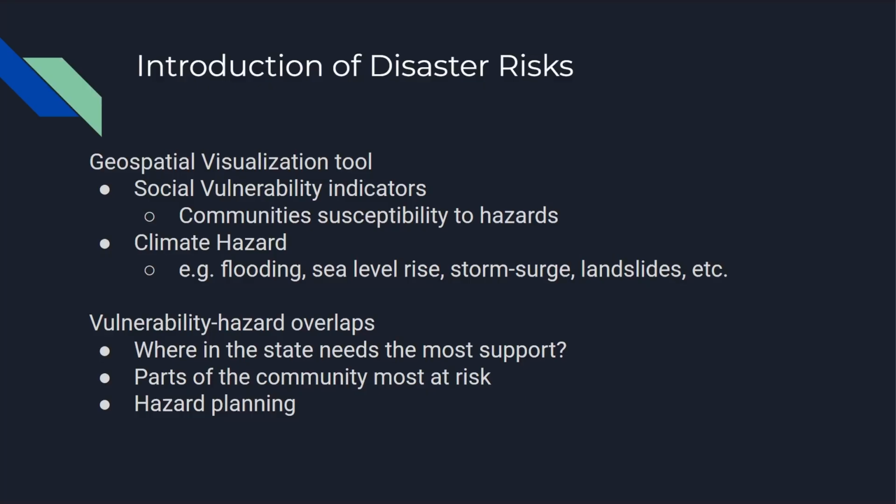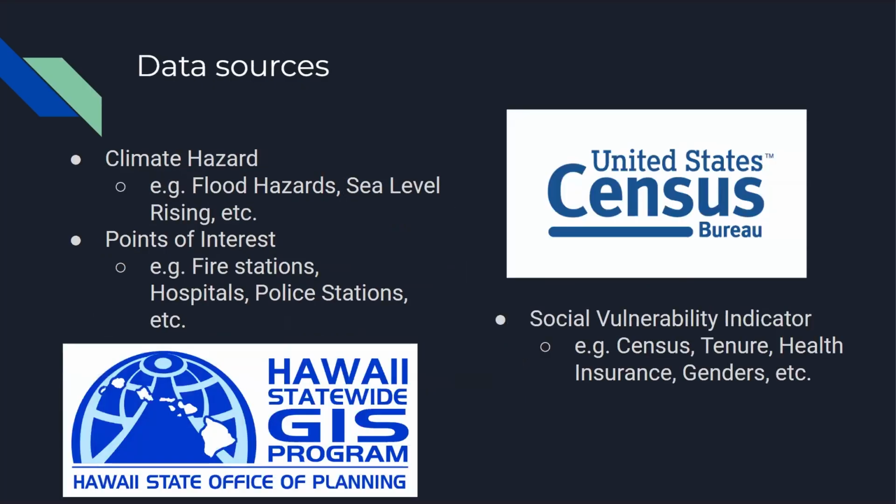Some of the things that we're trying to answer and show for people to be able to see is what parts of the state need support, depending on what type of hazards there are, who in the community is at risk of these hazards, and, based on different aspects, what kind of planning can be done for these hazards.